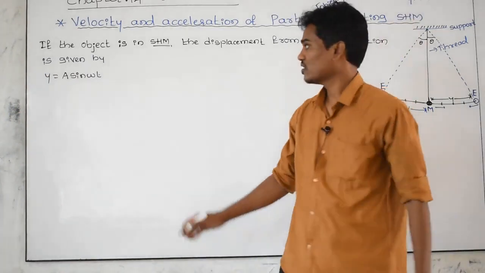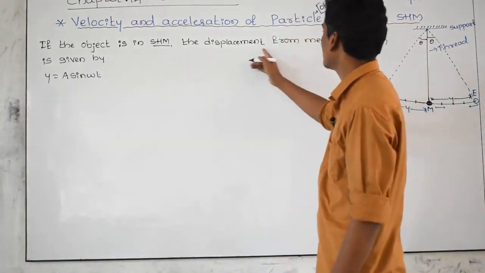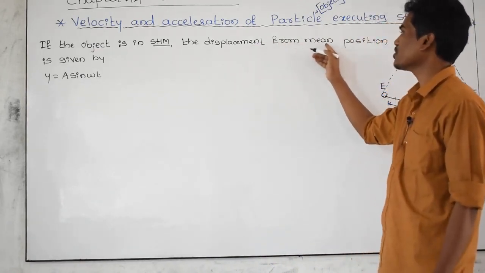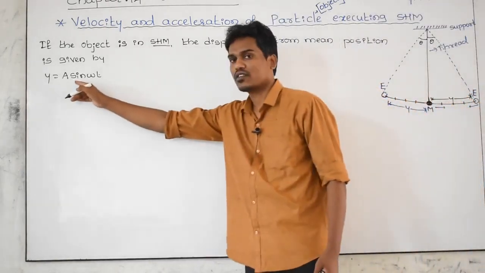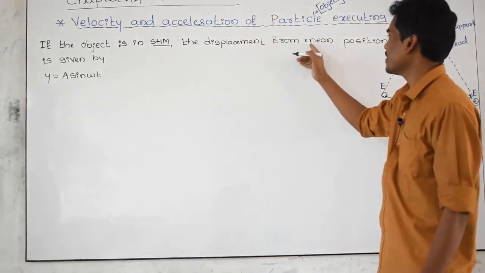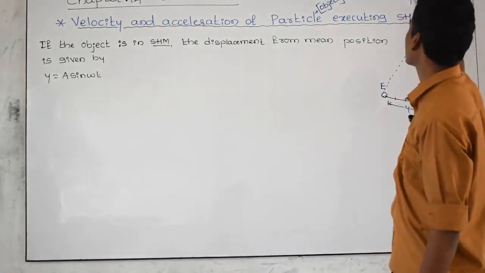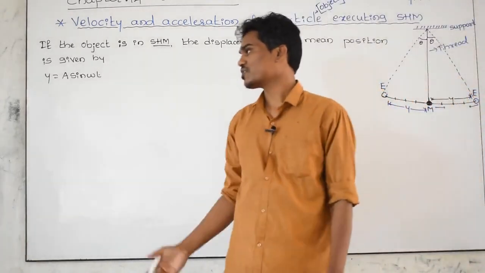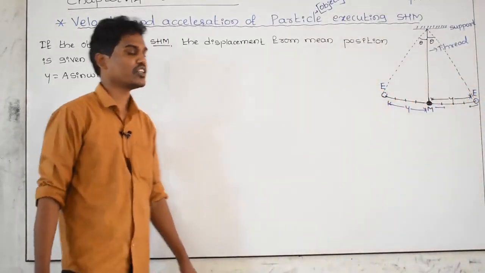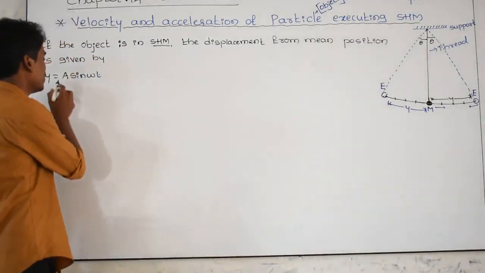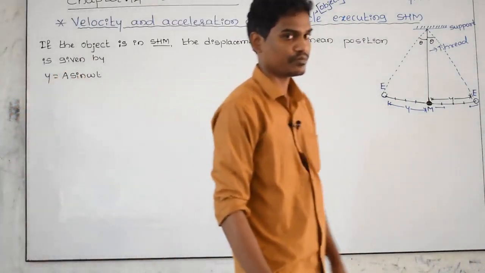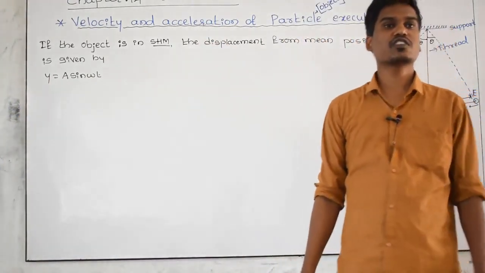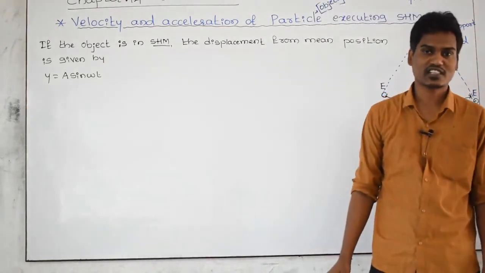What is the reason? In SHM, I have to find the displacement from which position? Mean position, then take the sine function. If it were the displacement from the extreme position, you would take cos as the formula. But for reference I have taken the displacement of the object from the mean position, so which theoretical formula do I select? y equal to a into sine omega t. And the title itself indicates what we are going to discuss in this concept: we are going to find the velocity and acceleration.